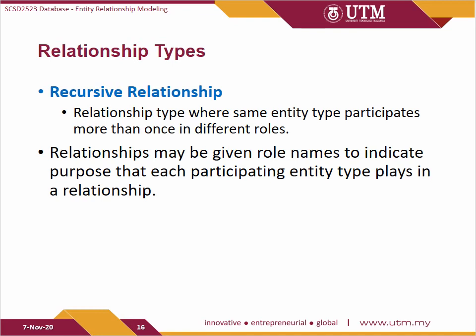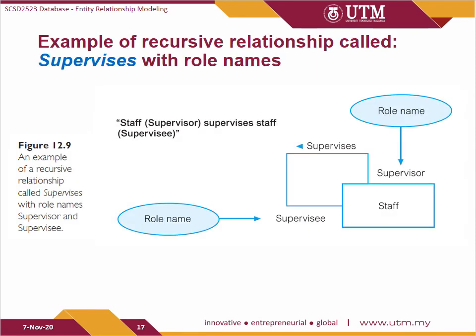So next, we talk about recursive relationship. Recursive relationship is a relationship type where same entity type participates more than once in different roles. Relationship may be given role names to indicate purpose that each participating entity type plays in a relationship. Recursive relationships are sometimes called unary relationships. Role names can be important for recursive relationships to determine the function of each participation.